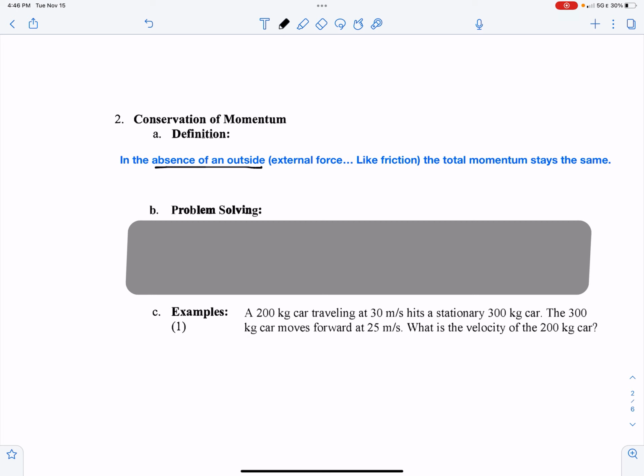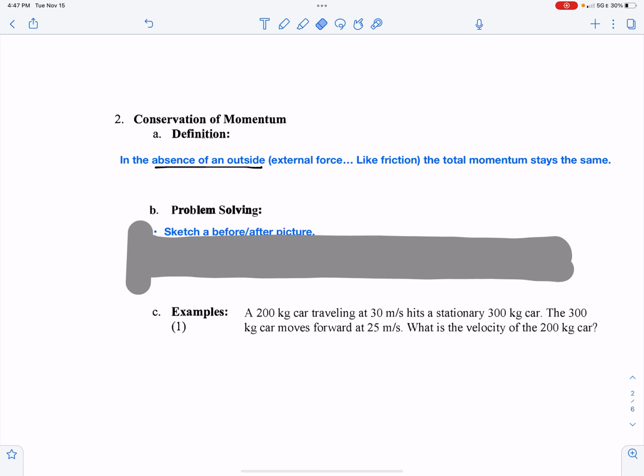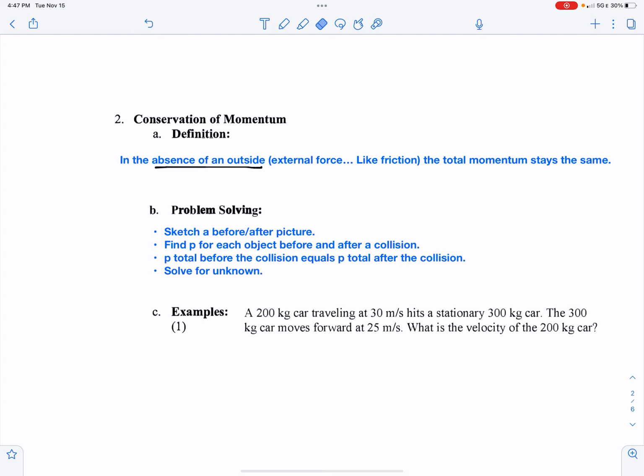Our problem-solving strategy is going to look like this. Number 1, sketch something before and after. It'll really help you sort out the details and help you organize the problem. 2, find P, that's the momentum. Find the momentum before and after collision. 3, P total before the collision equals P total after the collision. And finally, solve for whatever unknown you're looking for.